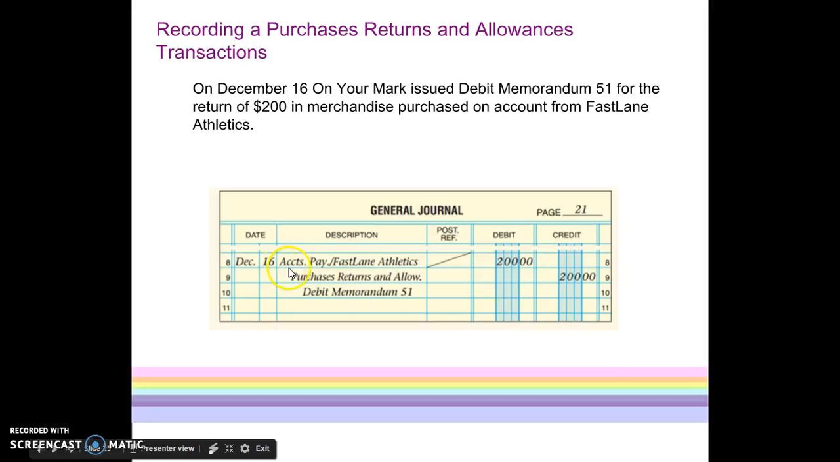On December 16th, we debit accounts payable, Fastlane Athletics, $200. We credit purchase returns and allowances, $200. Debit memorandum 51 is the source document. Again, remember, in the post reference, the slash here indicates that there will be a posting to the accounts payable controlling account, as well as the Fastlane Athletics subsidiary account.